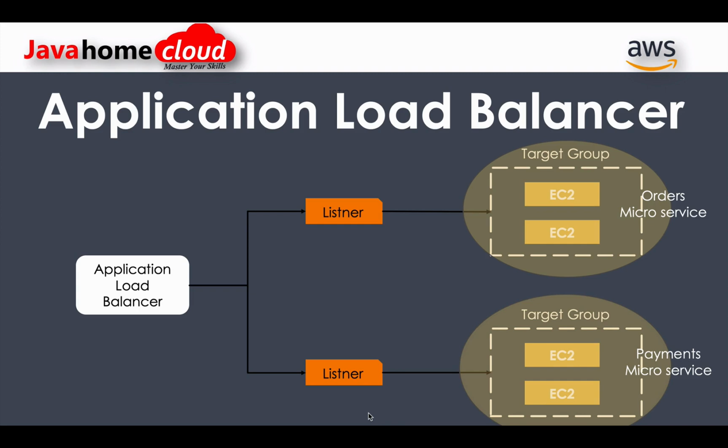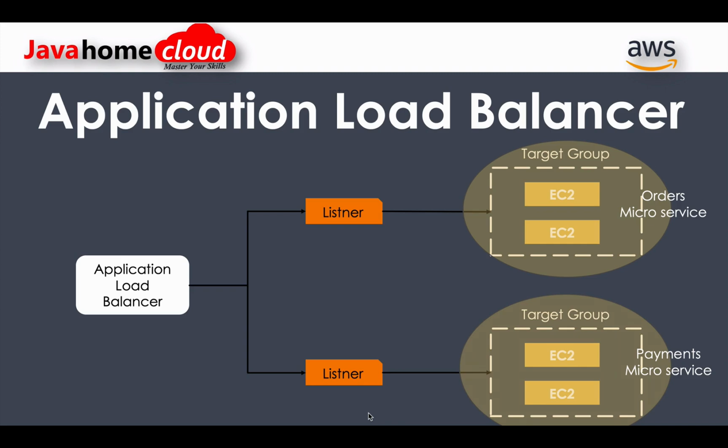When we set up ALB, we usually configure ALB, listeners, and target groups. Target group contains group of EC2 instances running a specific microservice. Here we have two target groups, one for orders, other one is for payments. And we do have two listeners, which helps in making routing decisions. It helps ALB when to route traffic to orders and when to route traffic to payments.